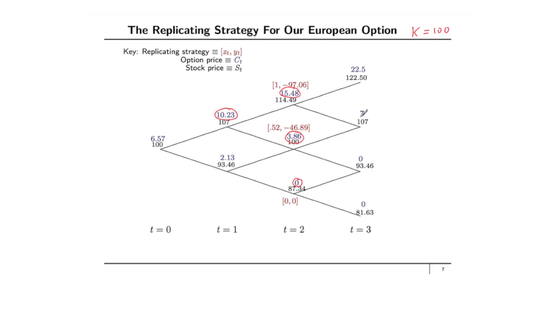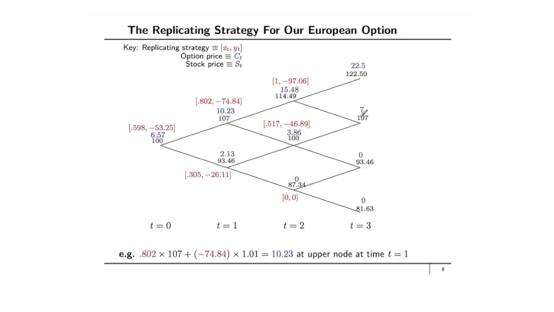Okay, so we can see here in the next slide the replicating strategy. Modulo rounding errors, if I put in additional decimal points, the slide would look too cluttered. So modulo rounding errors, these numbers are correct. So XT, YT. And what you can actually see, for example, down here we have it. So now I'm referring to this node here.